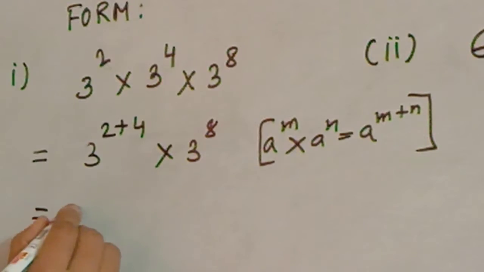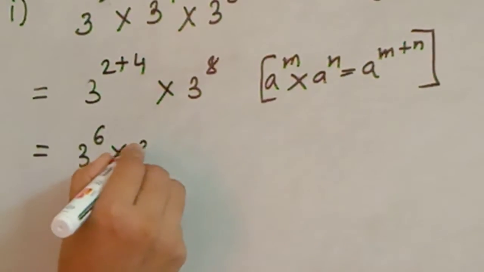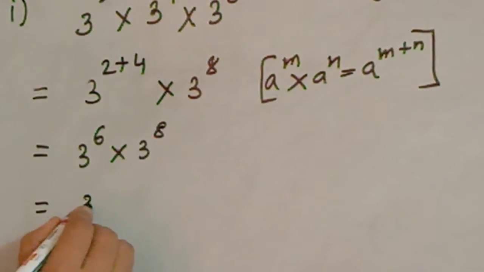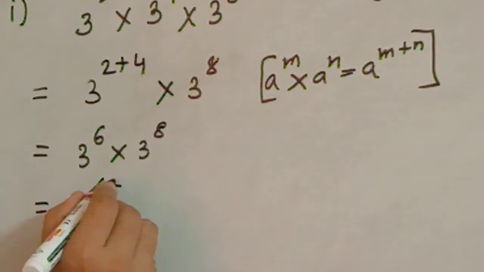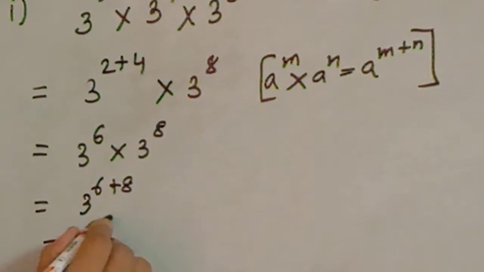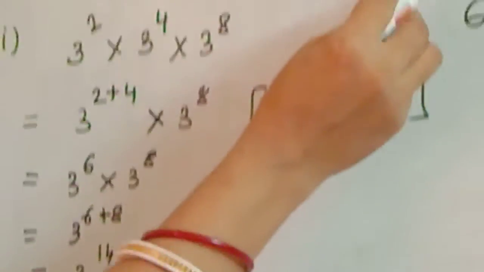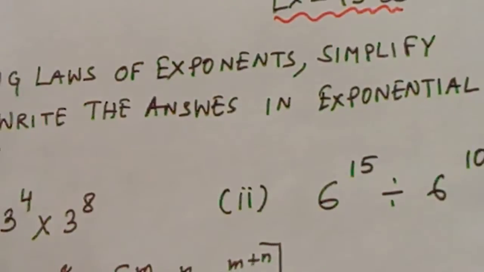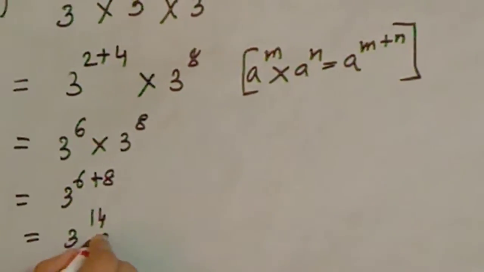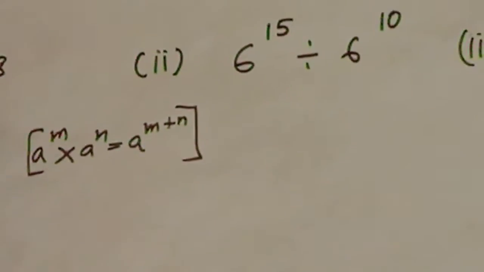So what you will do, 3 to the power 2 plus 4, 6, into 3 to the power 8. Again the same law, 3 to the power 6 plus 8 is equal to 3 to the power 14. And you have to leave the sum in this form because the answer you have to give in exponential form. So 3 to the power 14 is the answer of this sum. Come to the next sum.